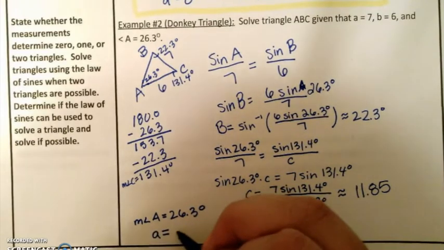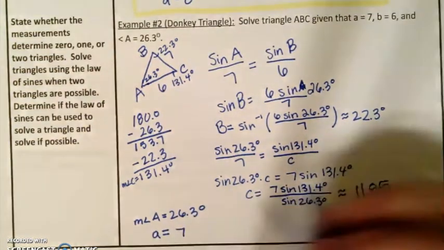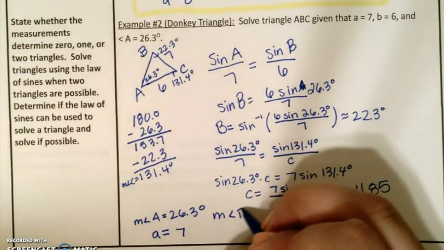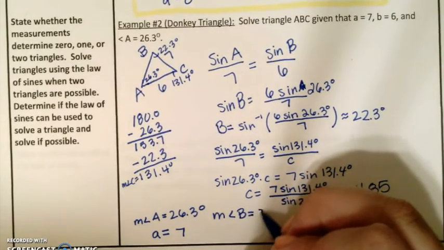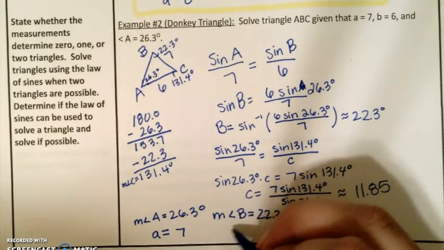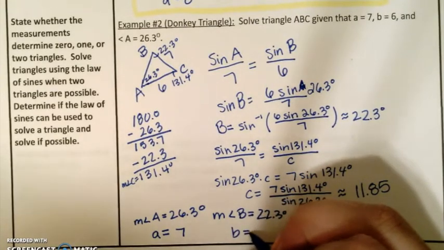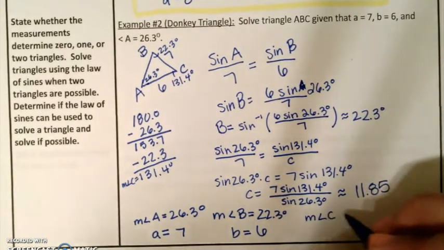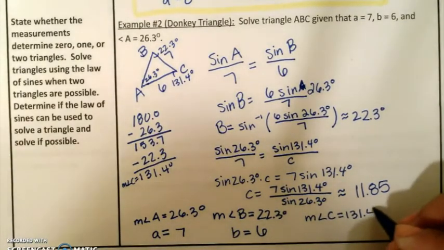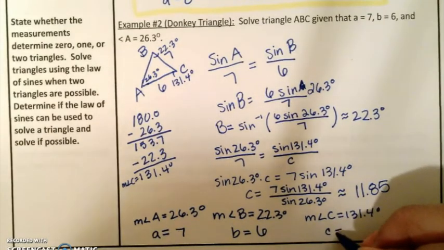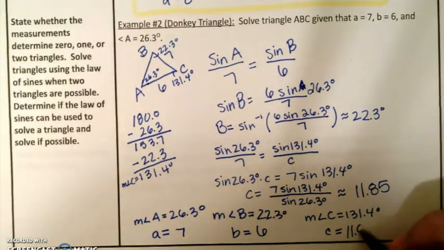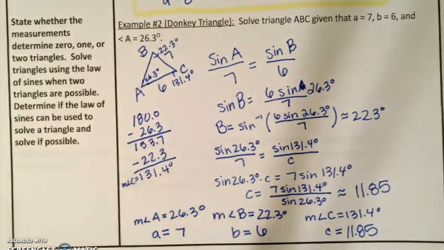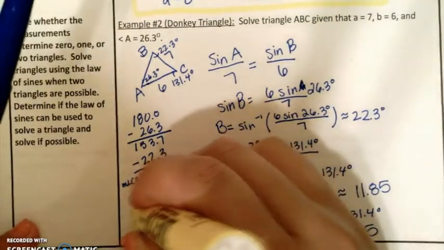So again, we have measure of angle A equals 26.3 degrees. Side a has a measure of 7. Measure of angle B is 22.3 degrees. Side length b has a measure of 6. Measure of angle C is 131.4 degrees. Side length c is 11.85. And that is your final solution for example 2.